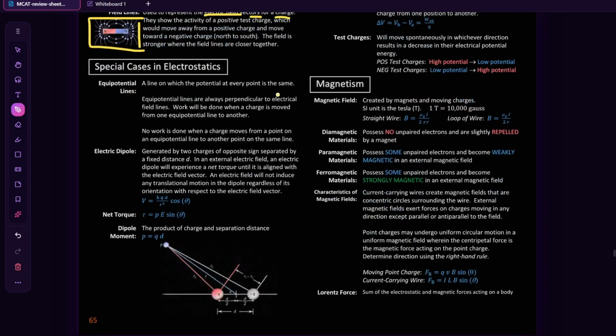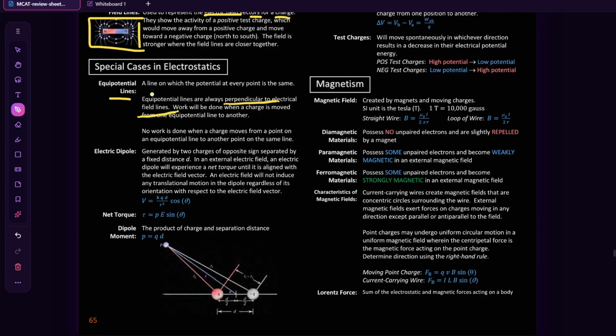All right, so then you have special cases in electrostatics. Equipotential lines are lines where every single point along it has the exact same electrical potential. We'll define potential more precisely in a second, but for now, just think of it as a kind of electrical height, similar to how every point on a contour line on a topographic map is the same elevation. The key relationship is that equipotential lines are drawn perpendicular to electric field lines. So they cross each other at perfect right angles, always.